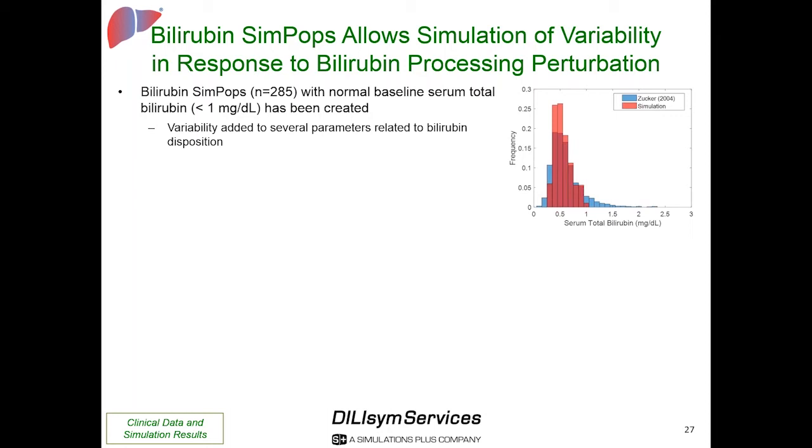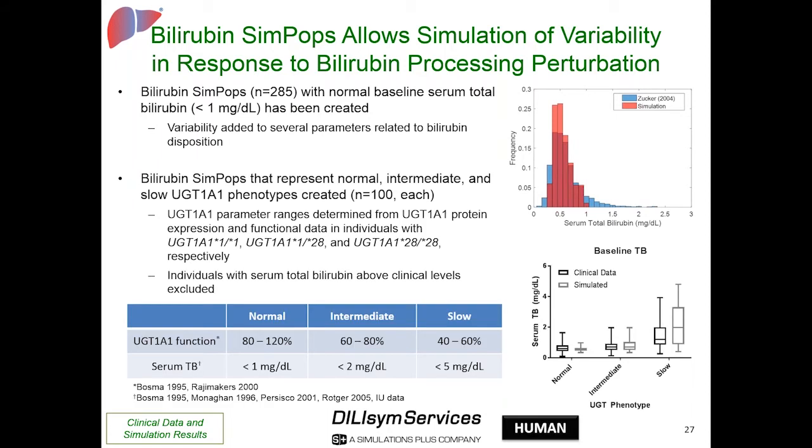So this new SimPops is focused on giving us variability in some of these pathways. What you can see on the right is the distribution of the serum total bilirubin at baseline of our simulation in red and the data set in blue. So it's a good match there. And then we've also included subgroups of different UGT1A1 phenotypes. So we've got normal, intermediate, and slow for UGT1A1. And they have different ranges, as you can see here, of UGT1A1 function that leads to different total serum bilirubin at baseline.